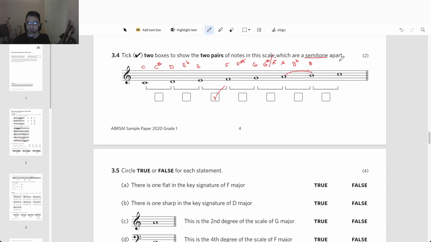And then B to C, well, we found our answer. Yes, B to C is a semitone. B sharp, we just call it C. C flat, B. Now it is much easier if you can visualize a piano keyboard in your head. But if you're not studying piano, then you might not have that available to you. So you've just got to know which of these notes are a semitone and which of these notes are a tone apart.